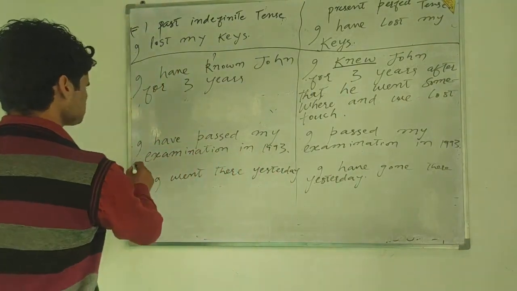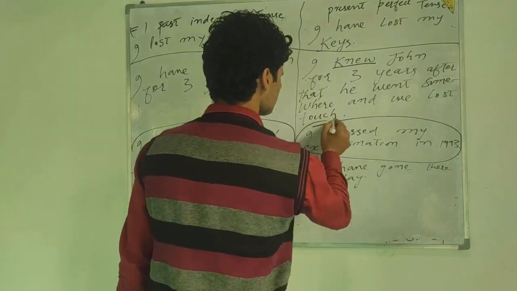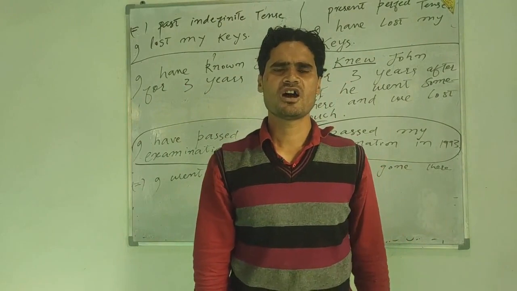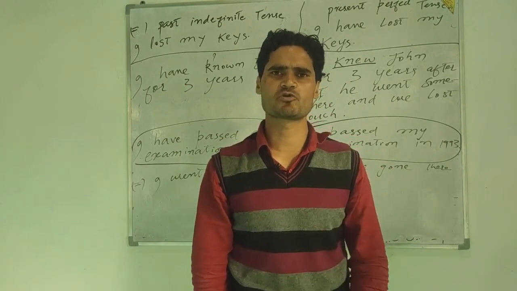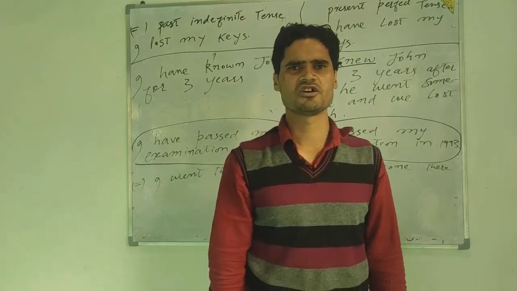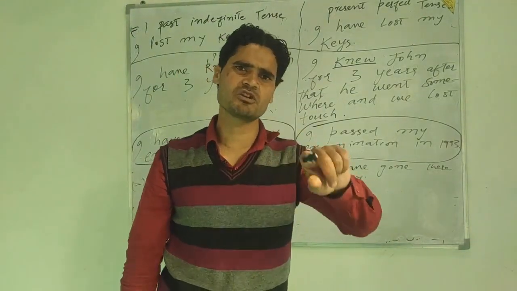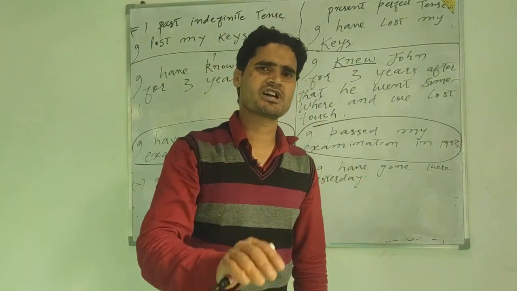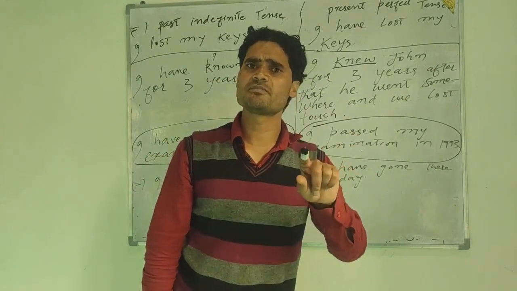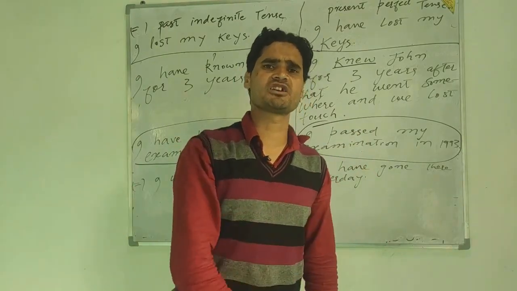Now look at here. Most of the students tend to make mistakes in these sentences. If you are to say to someone that I have passed my matriculation in 1993 or 2016, or it may be any other date, you would use present perfect tense, because you may be thinking that it gives the meaning of completeness. But that is not actually the case. With finished time periods, with finished time words, you always have to use past indefinite tense.